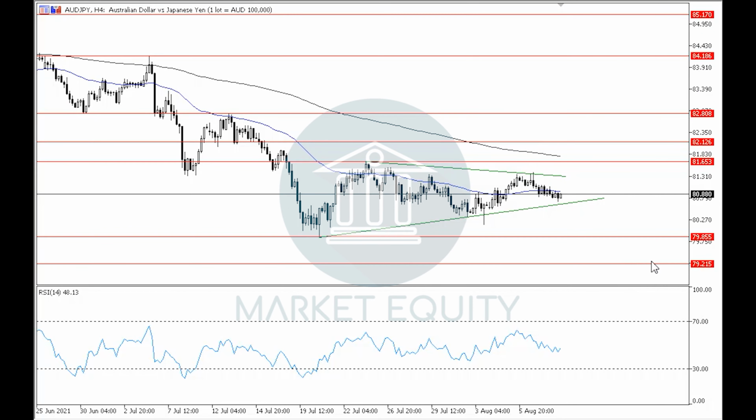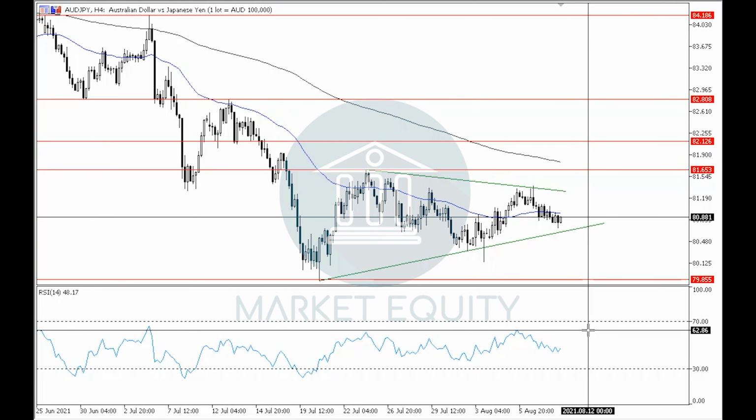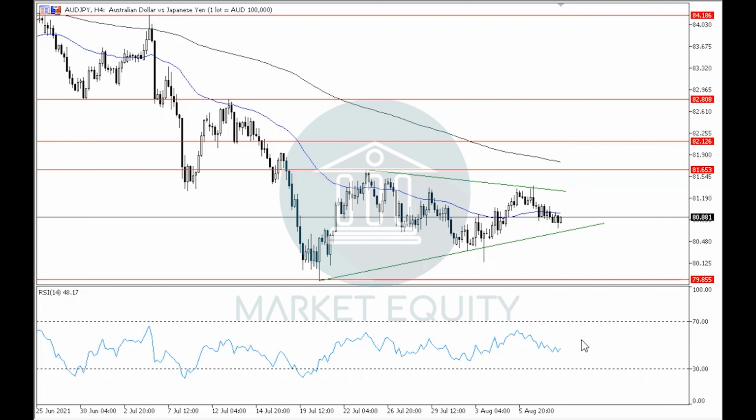around level 79.20. If we notice the RSI indicator in the 4-hour time frame, we can see that by rebounding down off of around level 60, it supports the continuity of the current downtrend in the 4-hour time frame. That was it for the Australian dollar versus the Japanese yen.